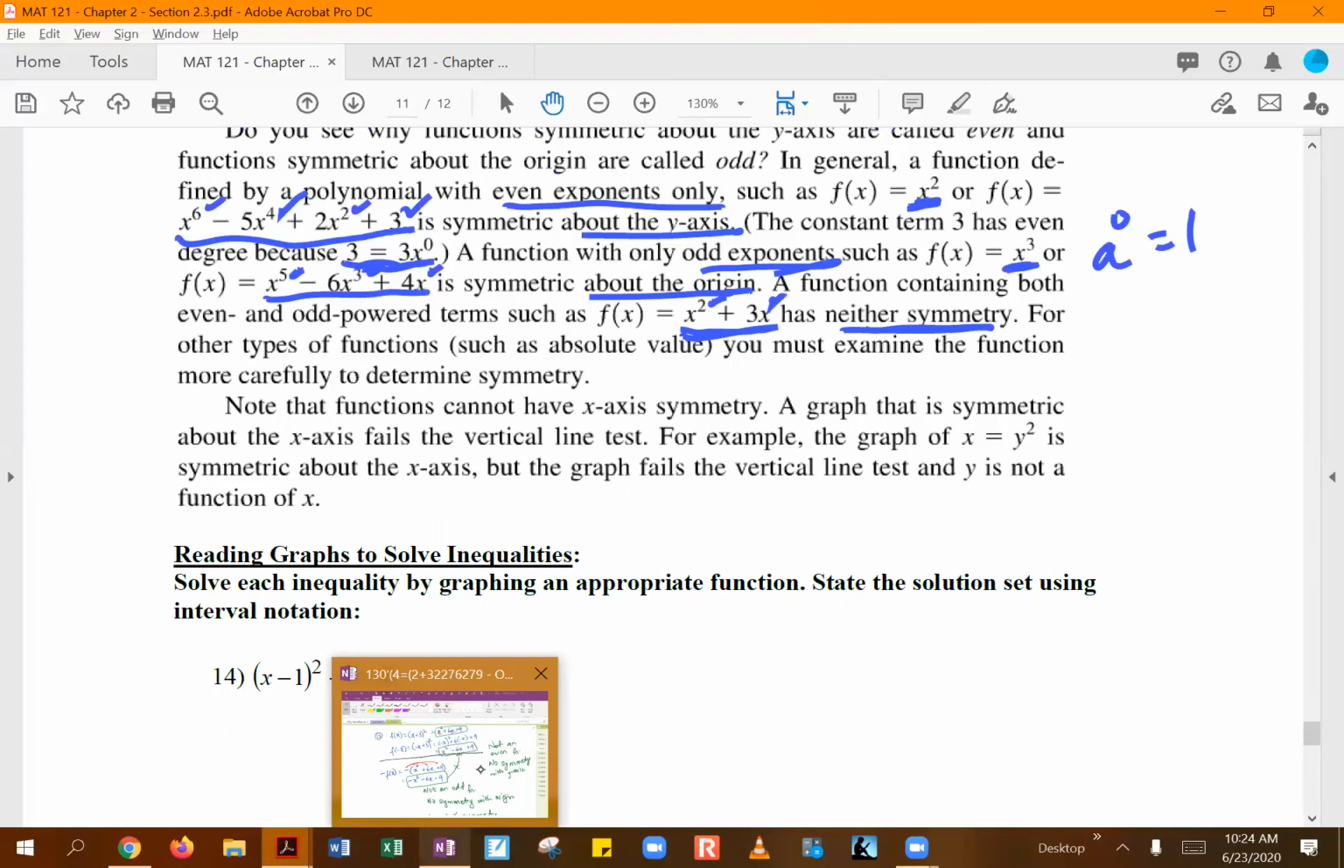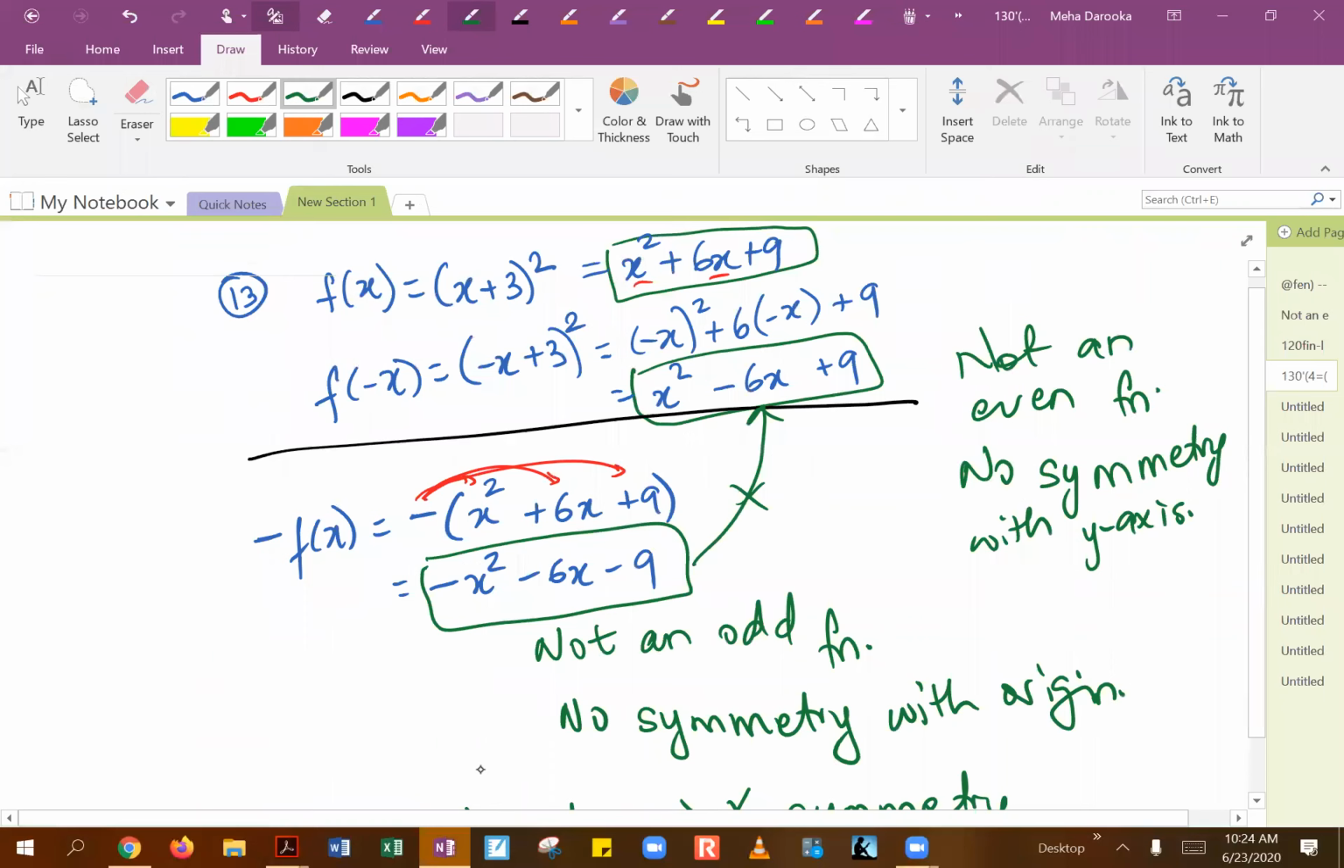So we could have actually applied that idea here in the examples we did. So look at this number 13. When we multiply it out and you end up getting x squared plus 6x plus 9, you can see x squared has an even exponent, but then 6x has an odd exponent. So since this is a combination of odd and even, we had neither of those two symmetries.